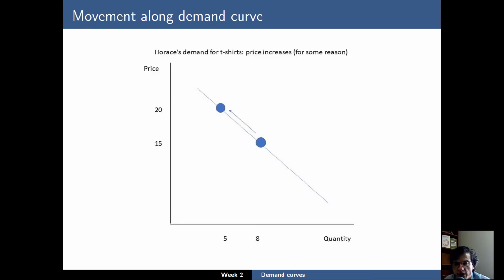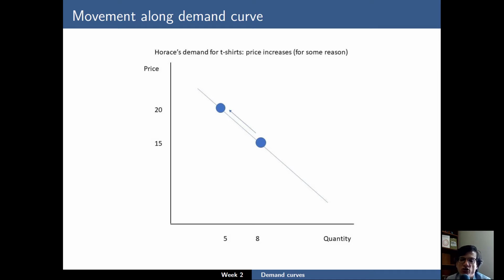Now, if the price somehow just gets higher, then that results in a movement along the demand curve. Now, how does the price get higher? Well, most of the time, the price gets higher because there's a change in the supply curve. So most of the time, the change in the supply curve causes movement along the demand curve, a change in price that causes movement along the demand curve. Not always, but most of the time.